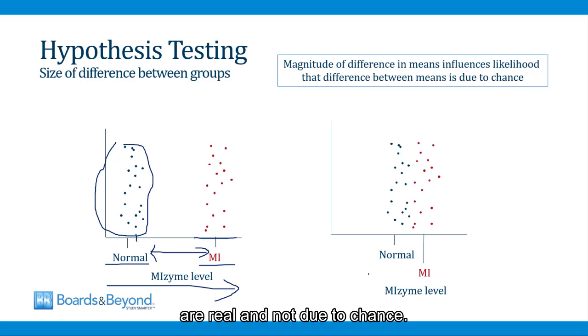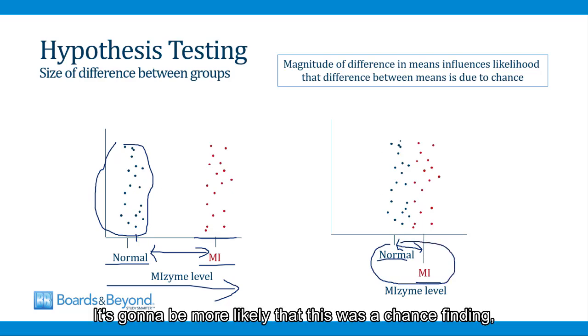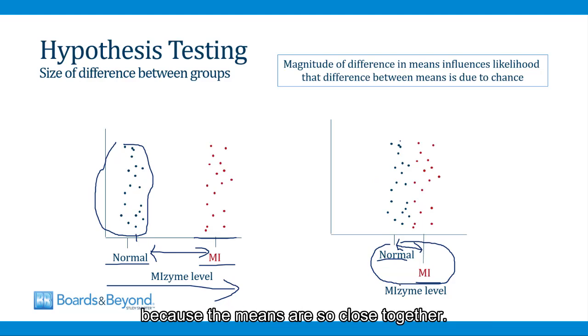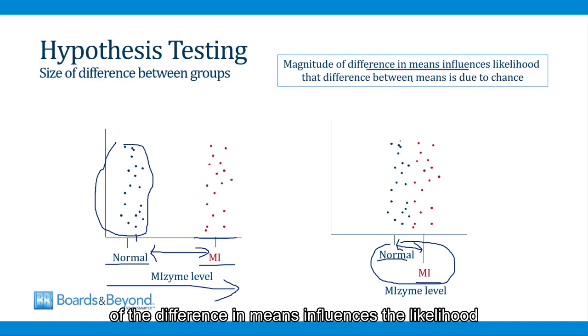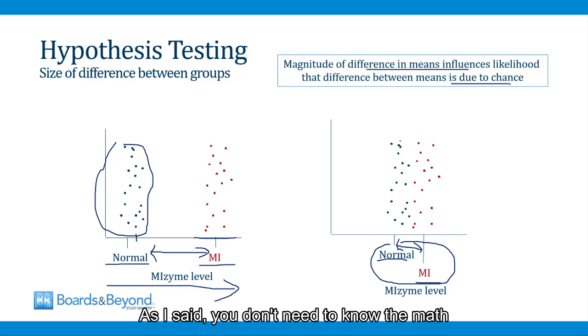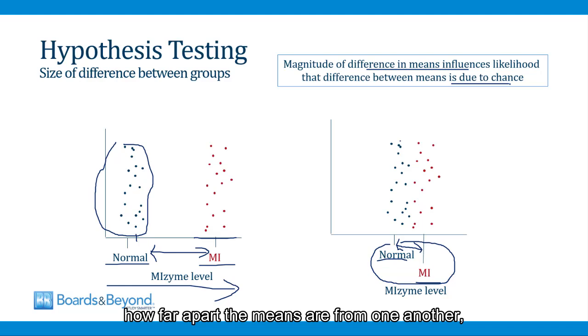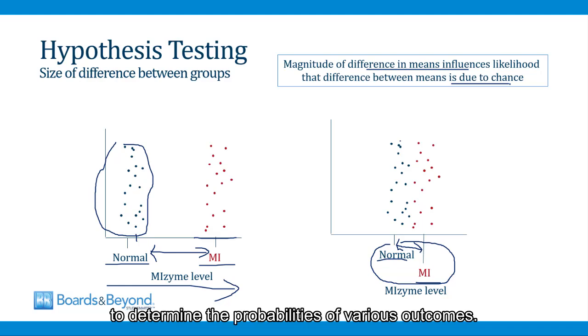On the other hand, if we had a situation like on the right side of the screen where the normal patients were here and the MI patients were here, and the means are very close together, that's going to reduce the probability that our finding of different means was real and not due to chance. It's going to be more likely that this was a chance finding because the means are so close together. So the main point here is that the magnitude of the difference in means influences the likelihood that the difference between means is due to chance. As I said, you don't need to know the math behind hypothesis testing, but it takes into account how far apart the means are from one another to determine the probabilities of various outcomes.